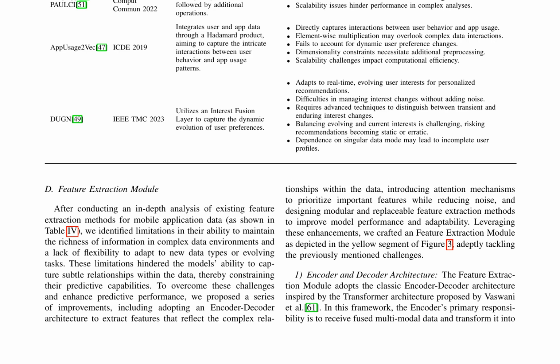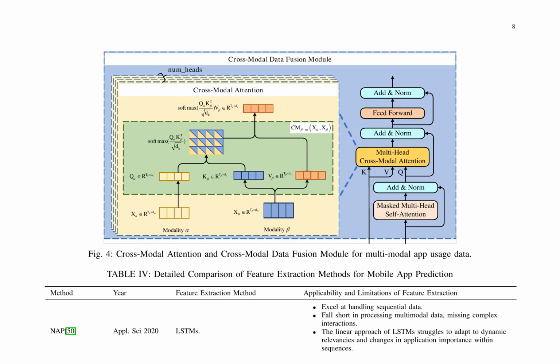App Usage 2 VEC integrates user and app data through a Hadamard product, capturing interactions but overlooking complex data interactions. DUGN utilizes an interest fusion layer to capture dynamic user preferences, adapting to real-time changes but struggling with noise and interest changes. Table IV compares feature extraction methods for mobile app prediction, highlighting their limitations and applicability.